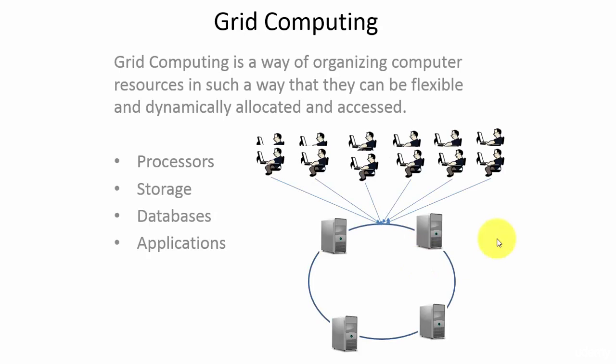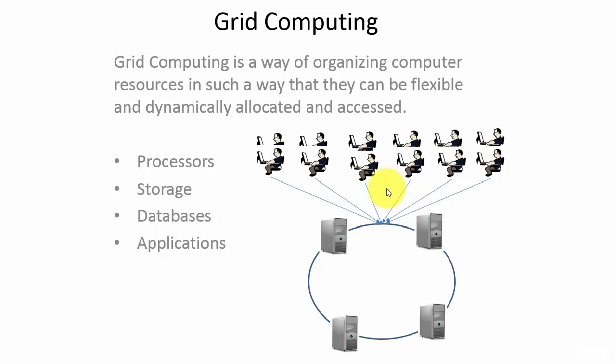Grid computing is a way of organizing the computer resources in such a way that they can be flexible and dynamically allocated. Okay, you see, in this diagram we have four servers and there are several users connecting to the server. If we have only one server, then all the load will be on that server, right? And obviously the performance will be degraded. But if you have multiple servers, you can support a huge number of users, and also since the load is shared by all the servers, the performance will be good, right?